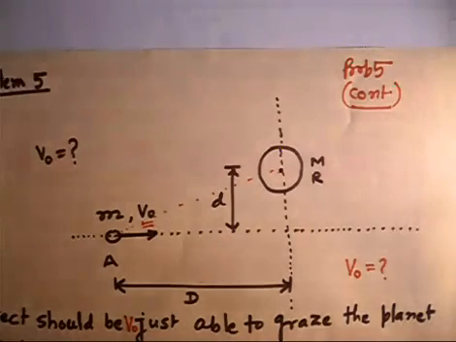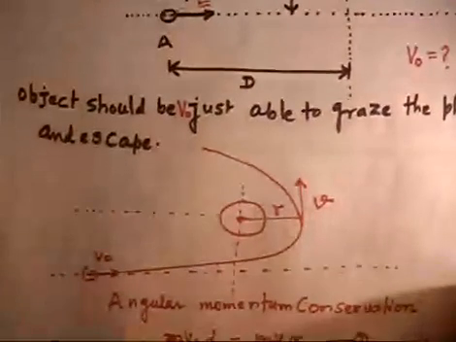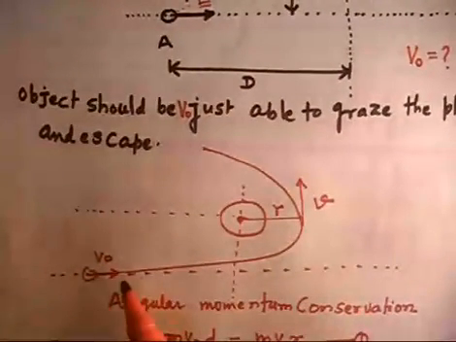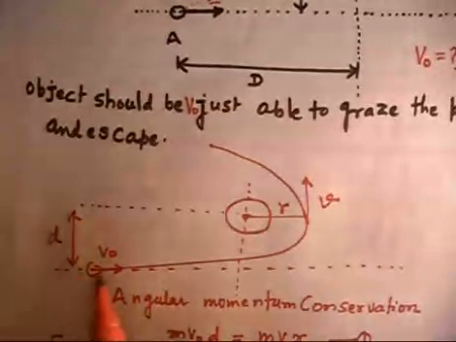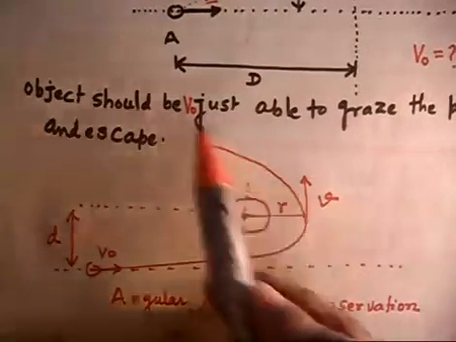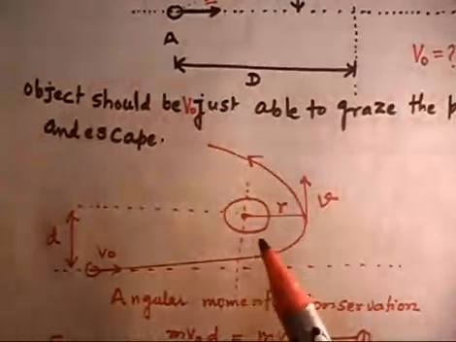Let me show you the path of the object. Another hint I will give you. So this will move in something like this. The initial velocity is v naught. This distance is d, a small d. So this is going this way. Now this goes this way, and this makes a path of this kind.